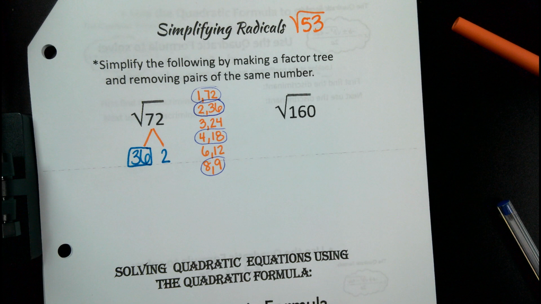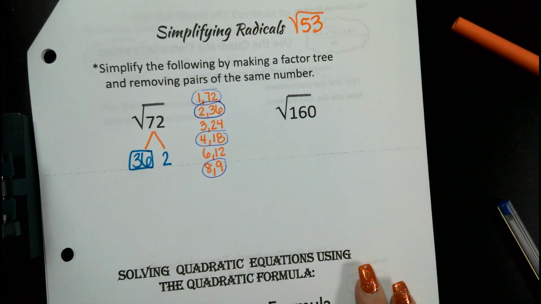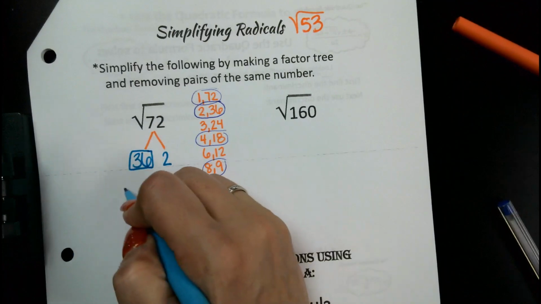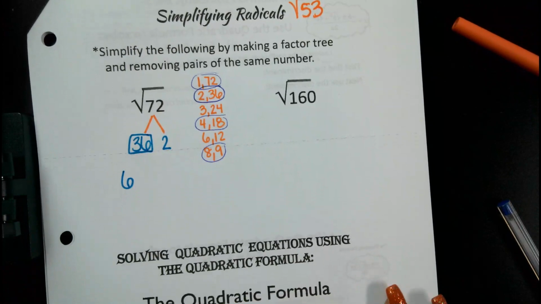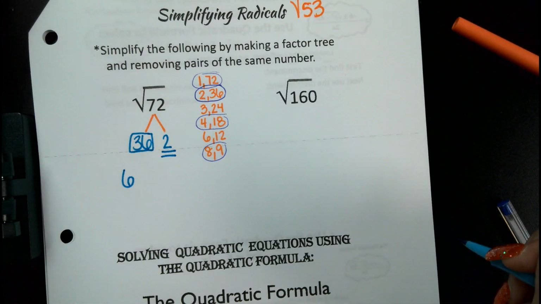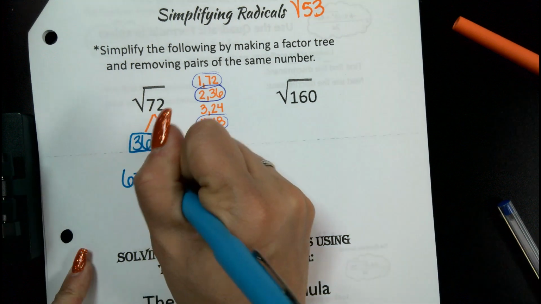Now we are ready to write our answer. The square root of this gets to come out of the radical because we know the square root of 36 is 6, so 6 comes out. Do we know the square root of 2? Is 2 a perfect square? So where does the 2 stay? It stays under the radical.